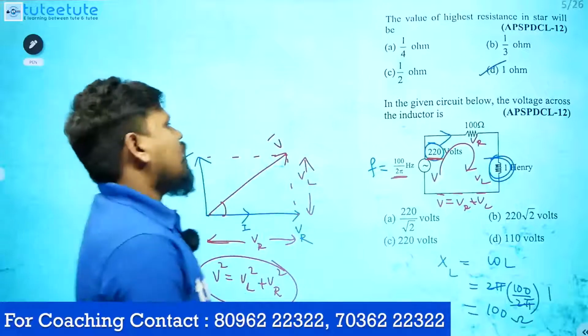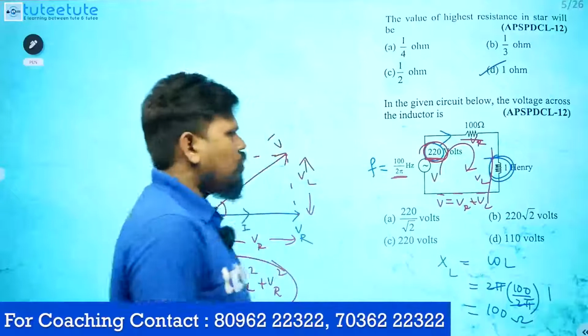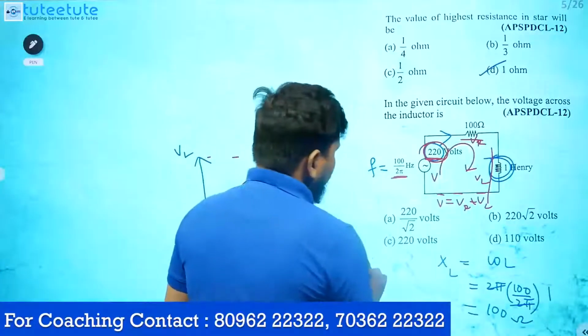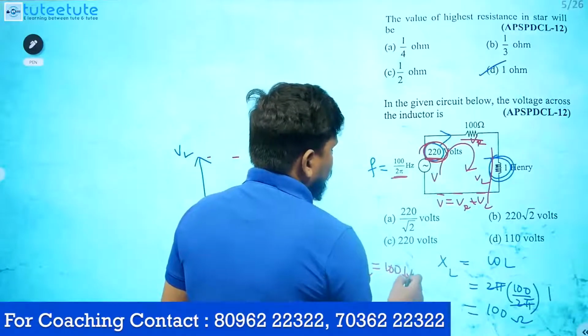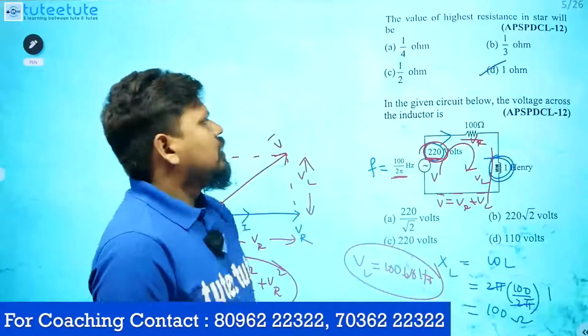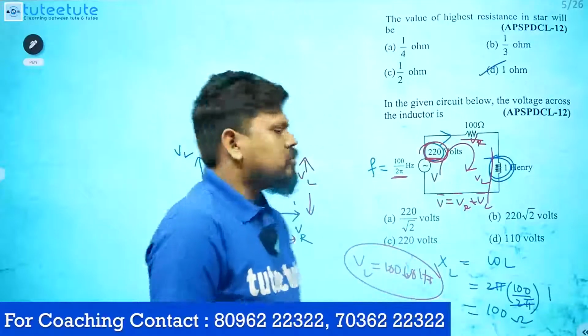Understanding, right? So whatever 220 volts, it will be divided between these two. Directly we can answer the voltage across the inductor: you will get 100 volts, because here it is 100 and here also 100.